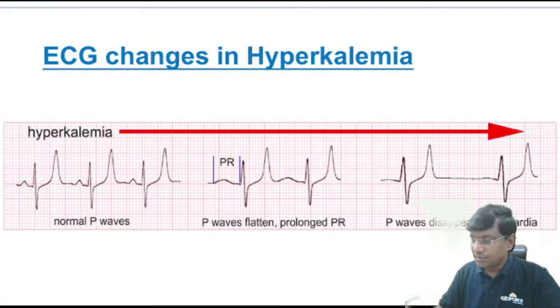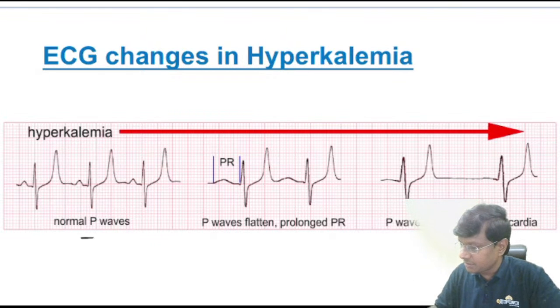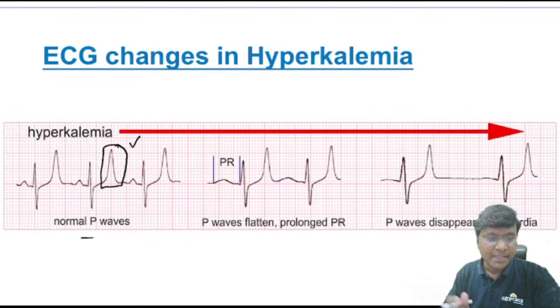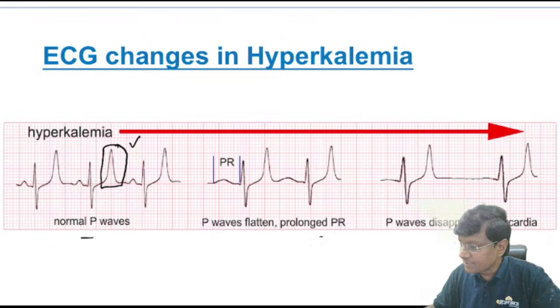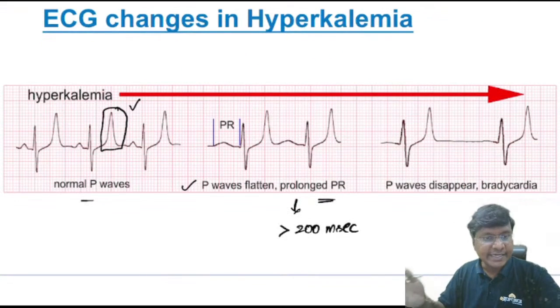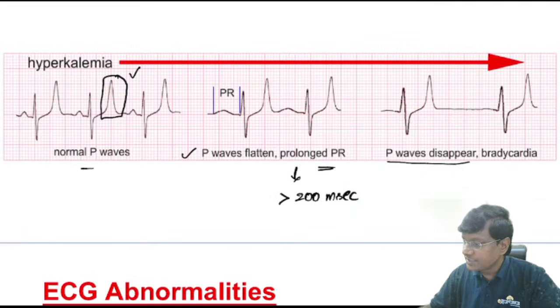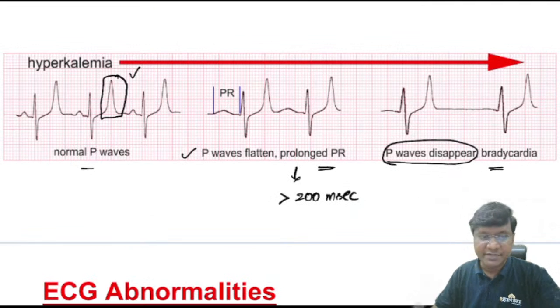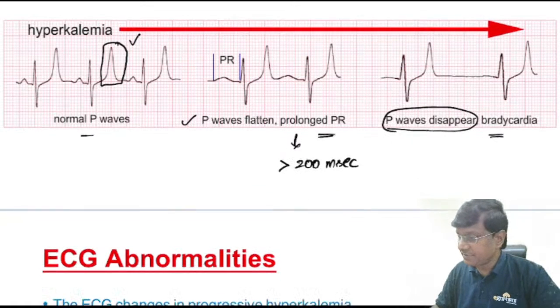Right. So this is the normal ECG, and as the hyperkalemia goes on, there will be tall, tented T wave. Subsequently, what will be the other ECG changes? You will have prolonged PR interval. That means the PR interval will be more than 200 milliseconds, and the P wave becomes flattened. And later on, the P wave completely disappears and the patient will develop bradycardia.